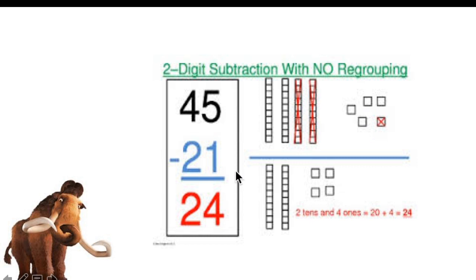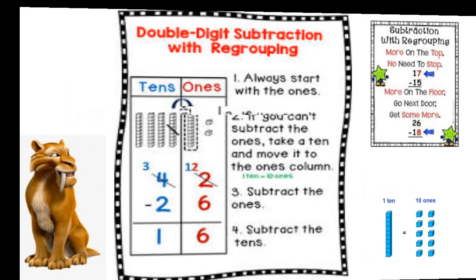You can also use the blocks to help you do the subtraction, or you can do simple column subtraction. 5 take away 1 equals 4, and then move on to the tens digits. 4 take away 2 equals 2. So this is subtraction without regrouping. We did not have to regroup. We didn't have to make any change.